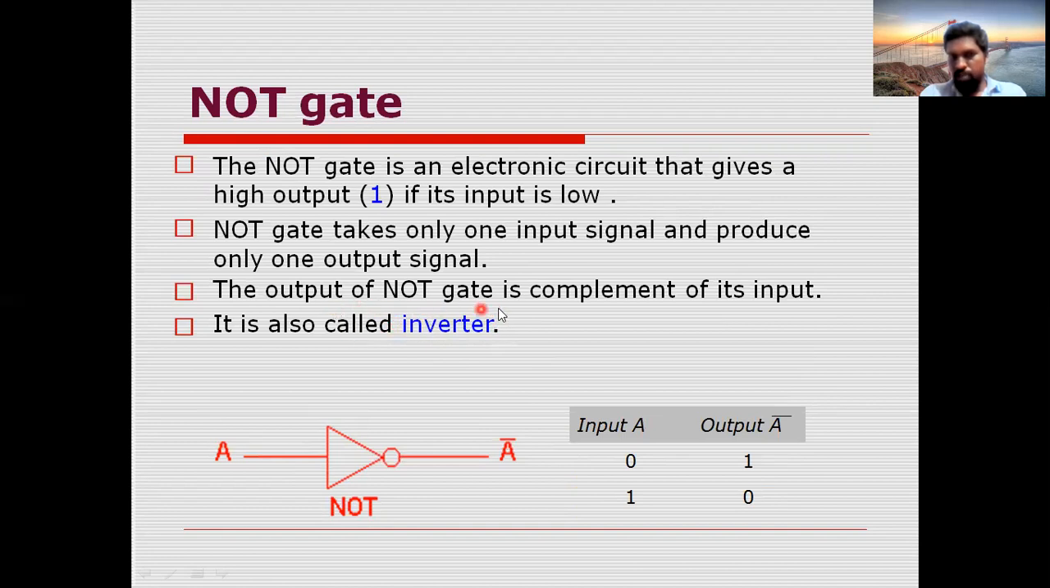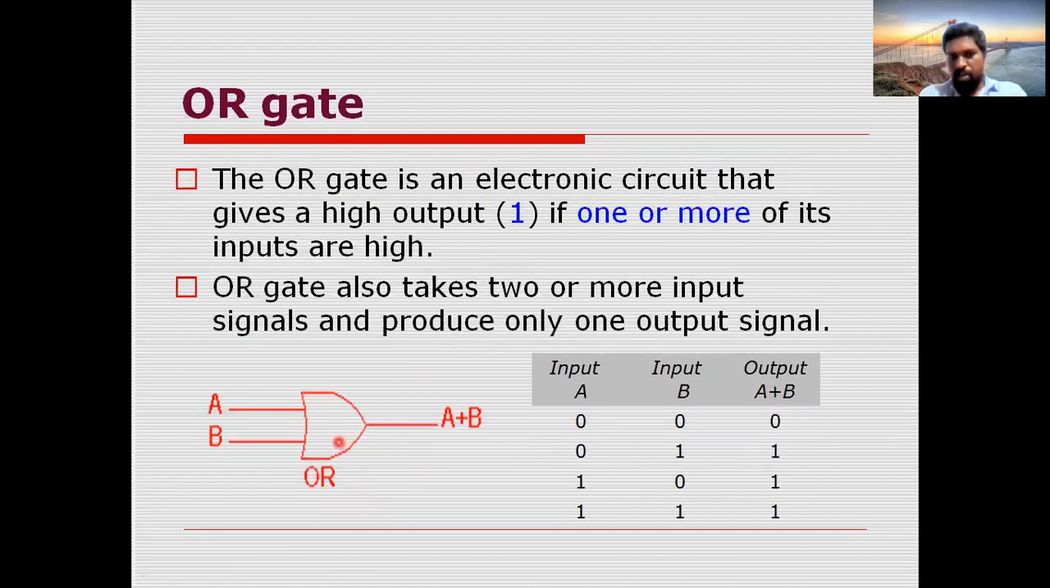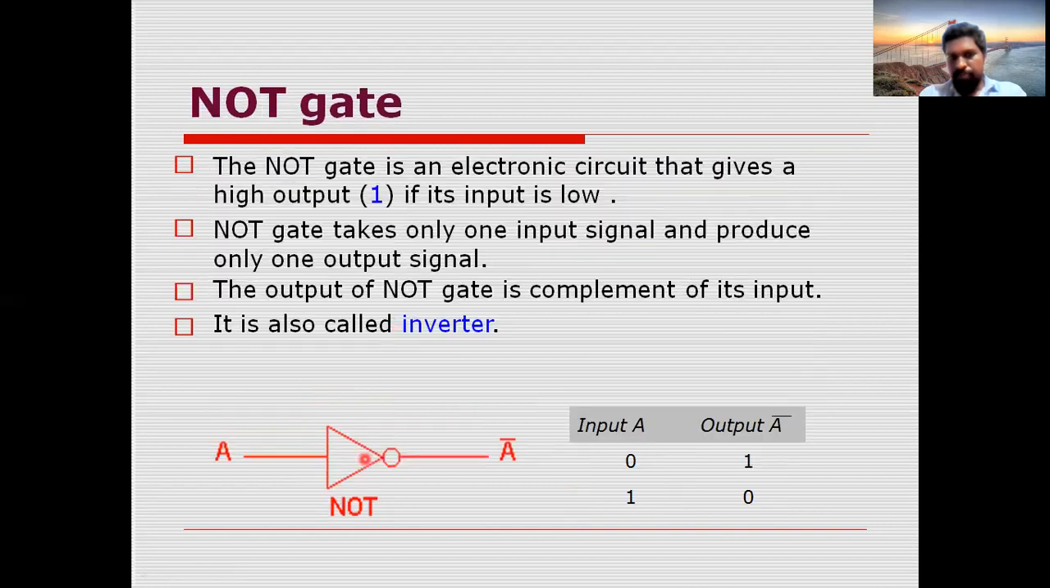Because the output of a NOT gate is the complement of the input, that's why it is called an inverter. Okay, please note down the gate diagrams: AND gate symbol, OR gate symbol, NOT gate symbol. Very, very, very important.